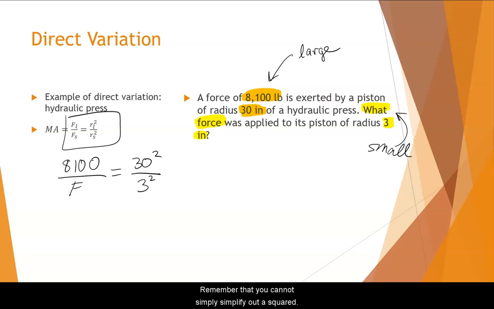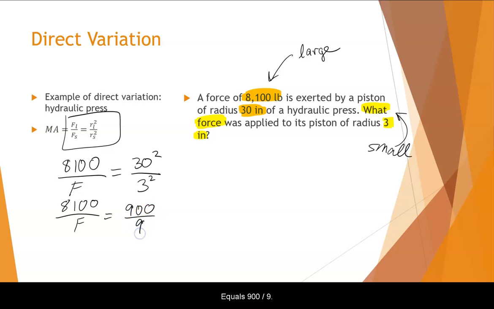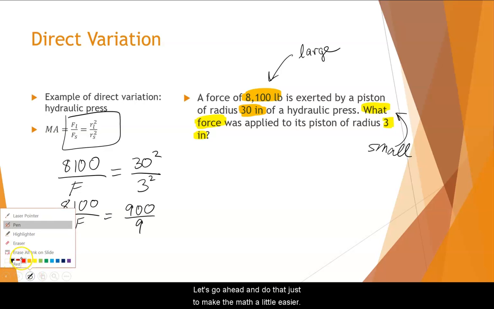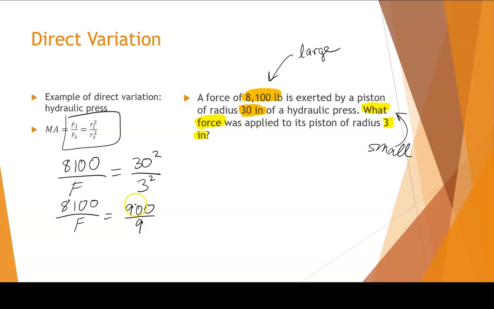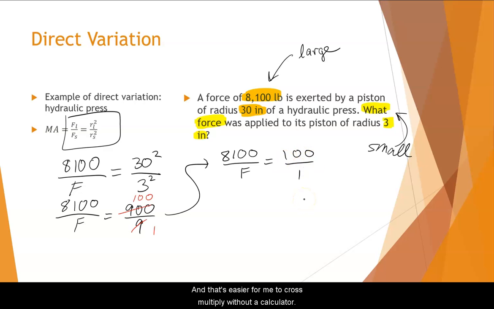Remember that you cannot simply simplify out a squared. We have to figure out what that is. So this is 8,100 over F equals 900 divided by 9. Now, if we wanted to, we could simplify that fraction. Let's go ahead and do that, just to make the math a little easier. I know that 9 goes into 9 once, and 9 goes into 900 100 times. And so our ratio becomes 8,100 over F equals 100 over 1. And that's easier for me to cross multiply without a calculator.